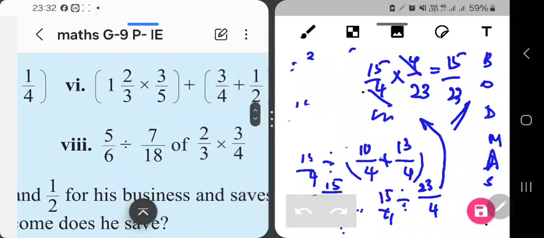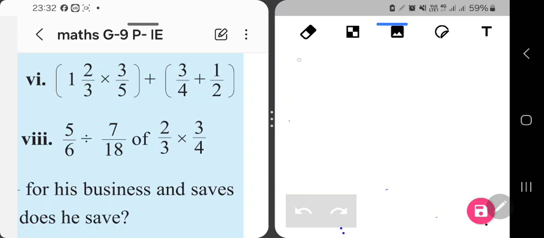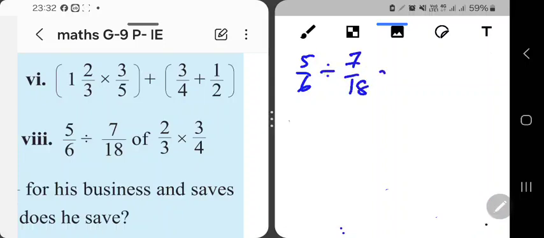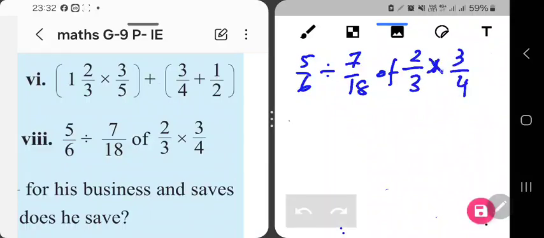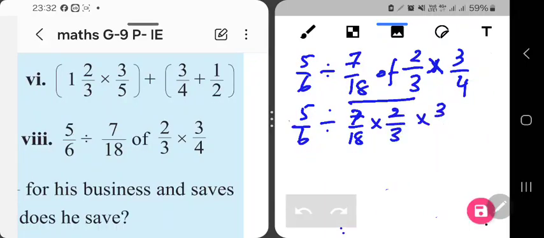Let's do one more. Let's go to this last one, the 8th one. It's pretty easy. So 5 over 6 divided by 7 over 18 of 2 over 3 by 3 over 4. The first thing to do is the of, out of BODMAS, right? There are no brackets here, so we'll do this part first. So 5 over 6 division 7 over 18 times 2 over 3 times 3 over 4.